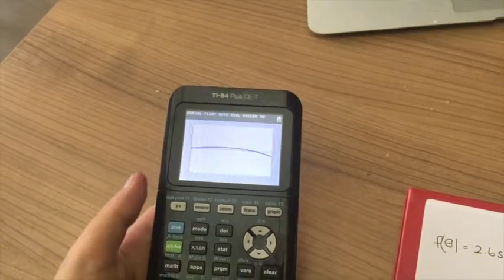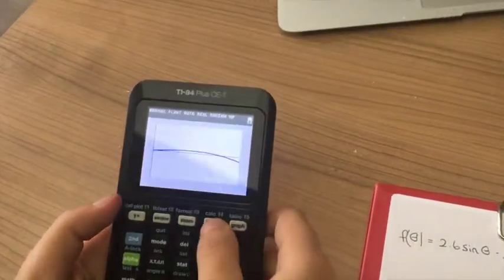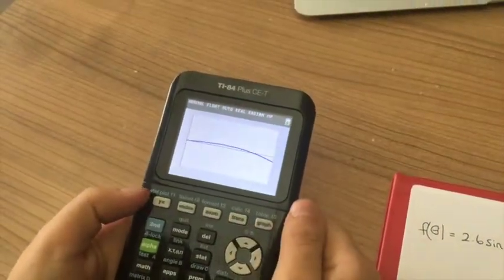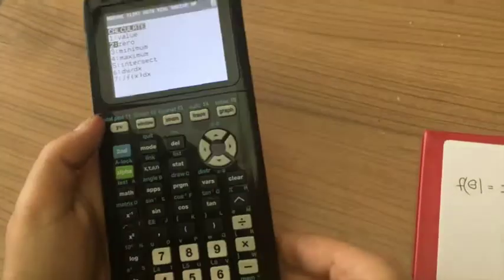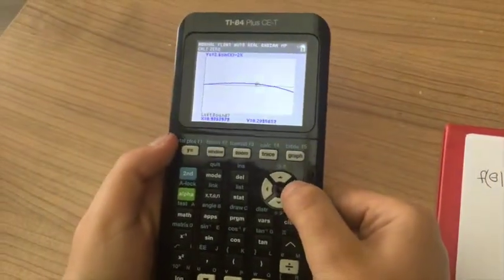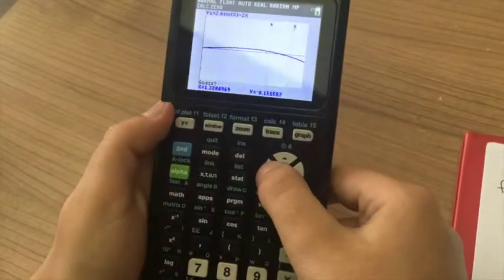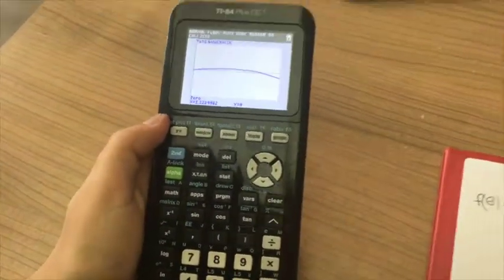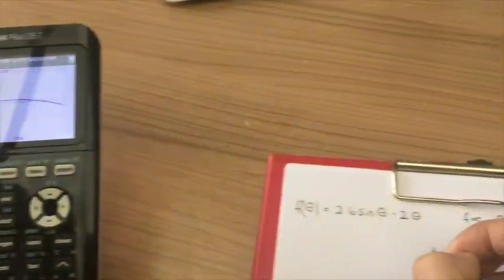The second part of this question is asking us to find the root. To find the root, we have to find when y is 0. So we have to go to calculate and press 0. For left bound, we have to enter at left, and for right bound, we have to enter at right and guess. So x is 1.22.